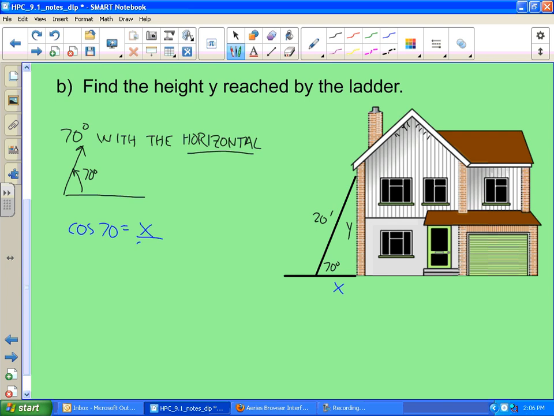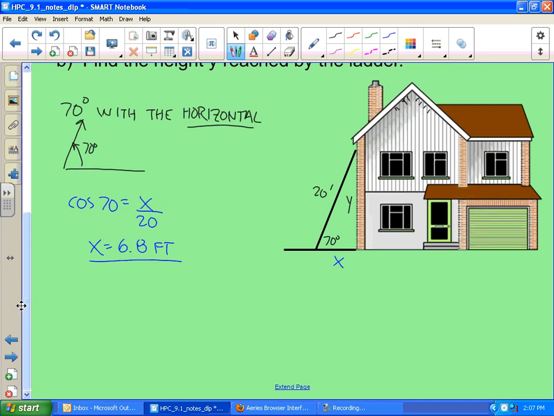You did 90 minus 70 and about 20. So you're working off the top near the house. Okay, same thing. So we get x equals 6.8 feet. Okay, and then anyone have a y for me yet? 18.8. All right, so setting up a sine, we have y over 20, and it's 18 point what?